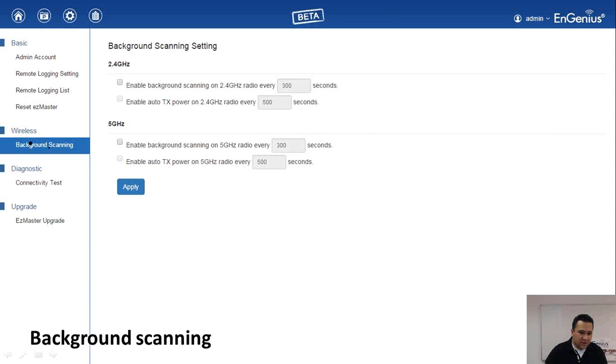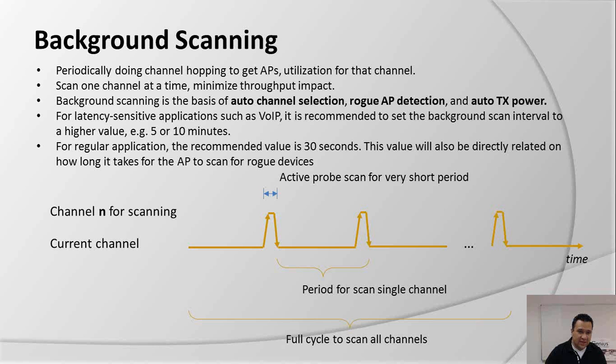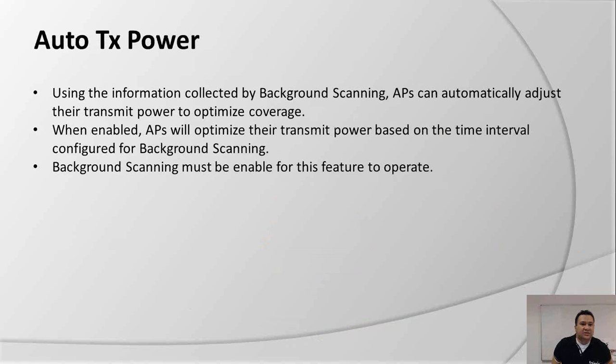Okay, so let's go back to the previous slide. The background scanning is actually the basis for the function of auto channel selection, rogue AP detection, and auto TX power. Okay, let's go to auto TX power. Using the information collected by the background scanning, access points can automatically adjust the transmit power to optimize the coverage. And when enabled, access points will optimize the transmit power based on the time interval configured for the background scanning.